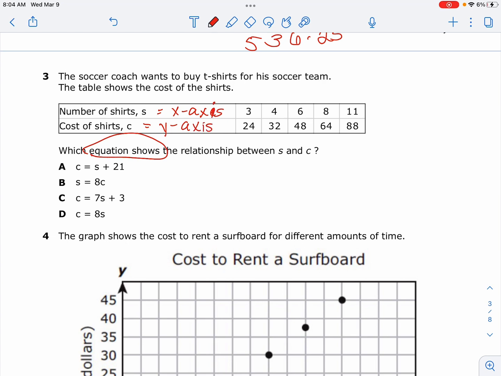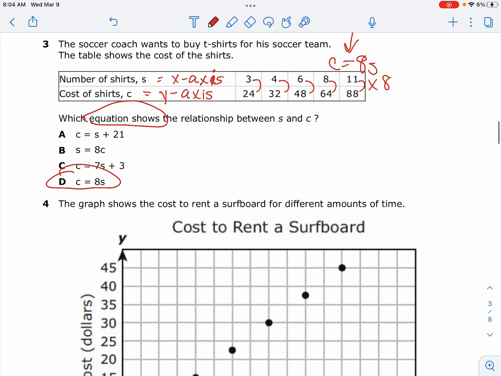Okay, so now how are we getting from 3 to 24, 4 to 32, 6 to 48, 8 to 64, 11 to 88? What is our pattern that we notice here? Good job. We're multiplying by 8. So we're taking our S, multiplying it by 8 to equal C. So which equation matches this? Good job. D. So our answer is D.